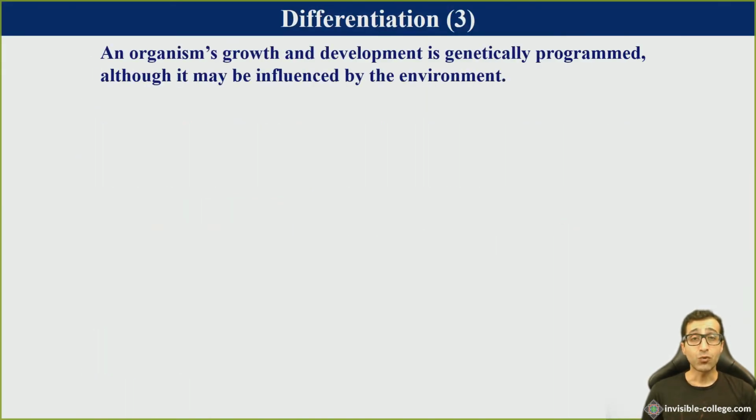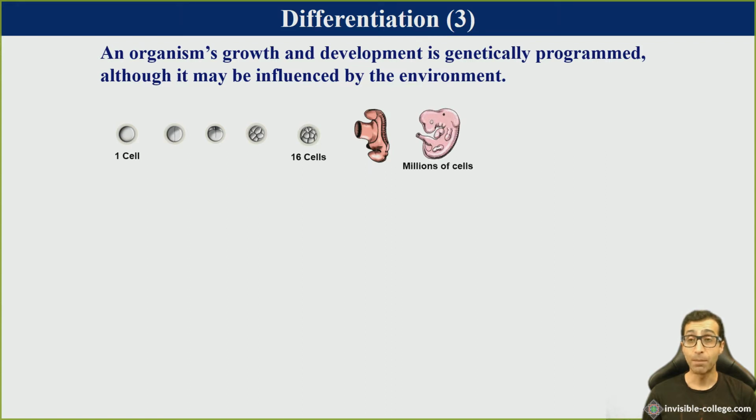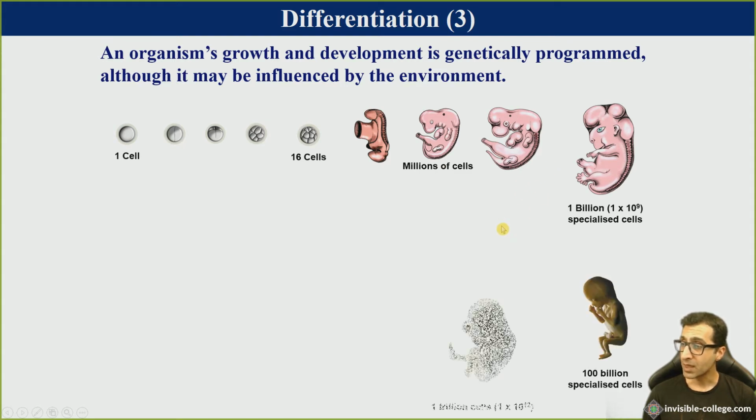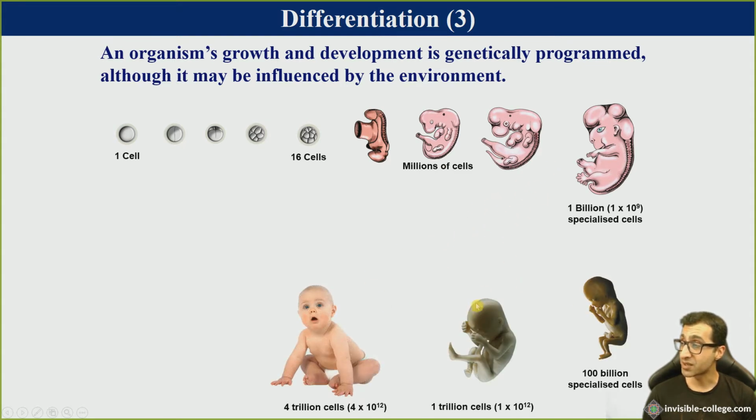So, an organism's growth and development is genetically programmed, although it may be influenced by the environment. And so we go from a single cell by mitotic divisions to a rapidly enlarging ball of an increasing number of undifferentiated, unspecialized cells. And eventually, these cells begin to specialize and differentiate into the cells of different tissues, which specialize and differentiate and multiply further. And it's at these phases that you start to see the development of the organism in its embryology.